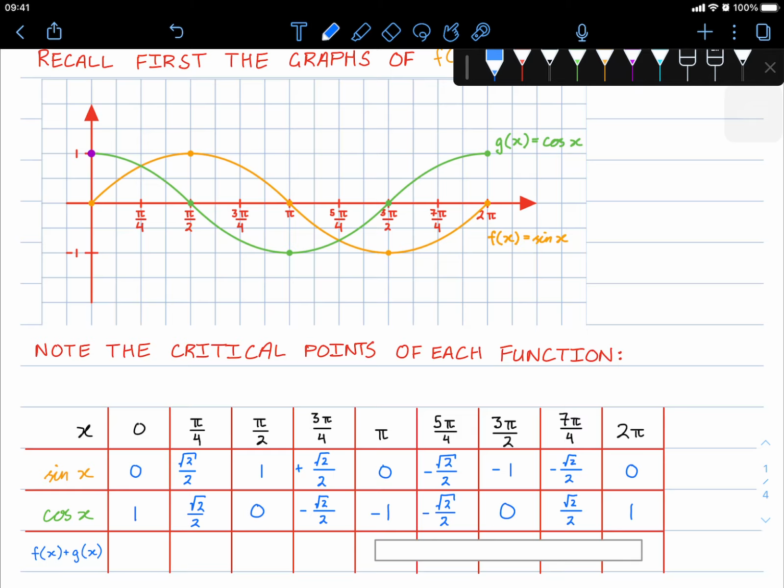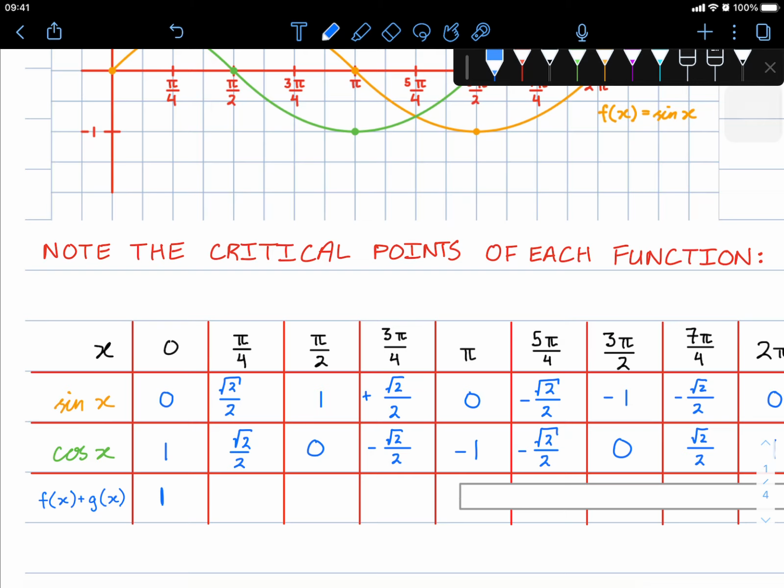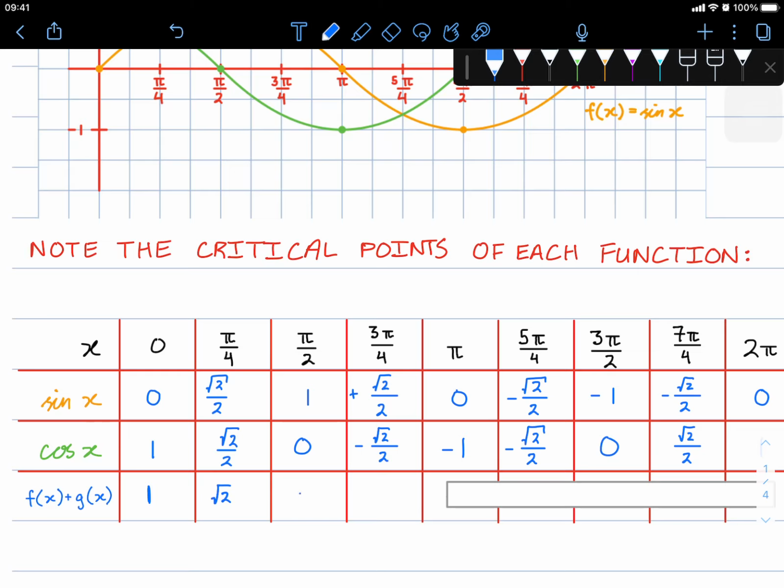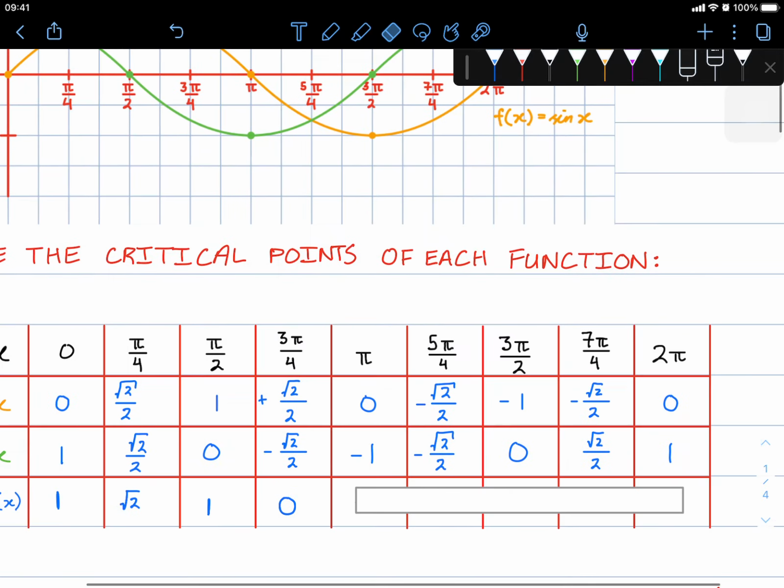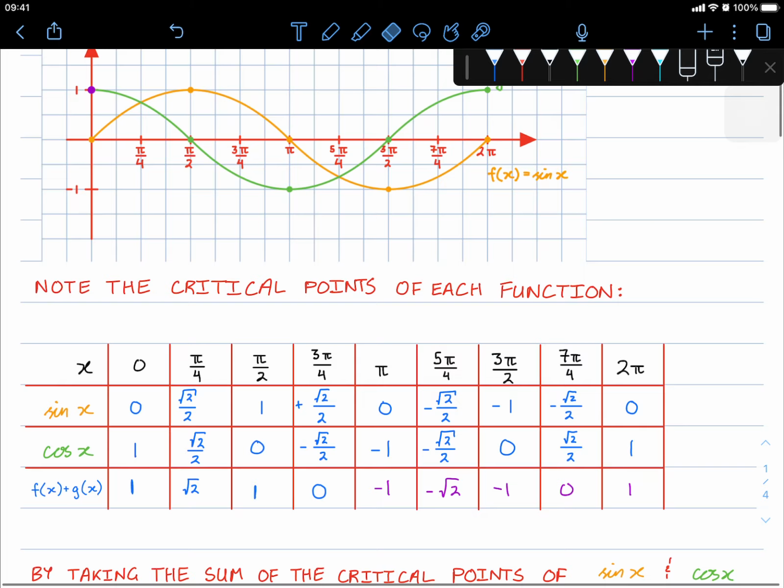So this, we should get 0 plus 1, 1. That's root 2 on 2 plus root 2 on 2. That's like saying half root 2 plus half root 2. Well, that's 1 whole of root 2. 1 plus 0 is 1. Positive root 2 on 2 plus negative root 2 on 2. Well, those two cancel. And the remainder hopefully isn't so difficult. You should have gotten negative 1, negative root 2, negative 1, 0, and 1.